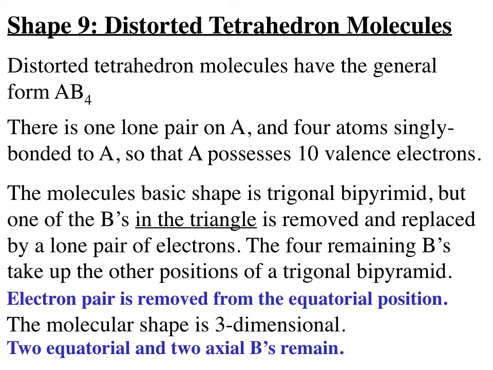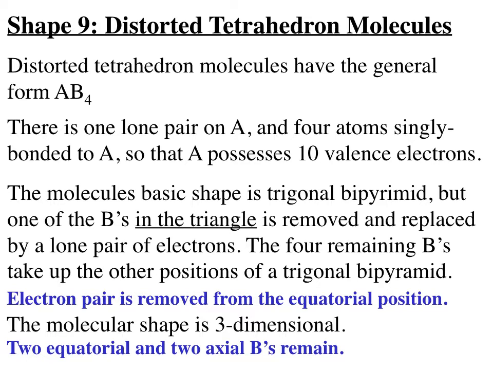And those 4 bond pairs plus the 1 non-bonding pair still give a total of 10 valence electrons on the central A. So unlike the AB4 with no non-bonding pairs, this non-bonding pair in addition to the 4 bond pairs is going to shove the 4 B bonds into other than a tetrahedral arrangement. Okay, so remember the basic shape of the trigonal bipyramid.